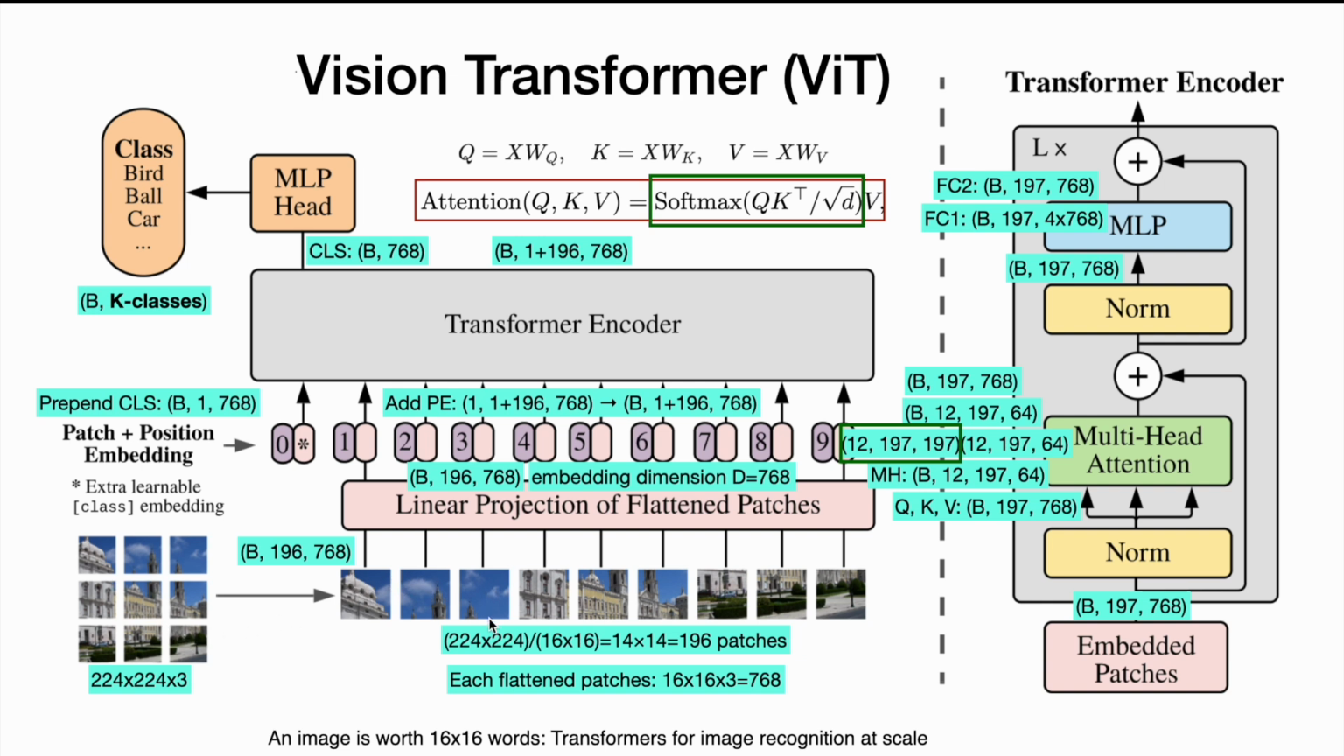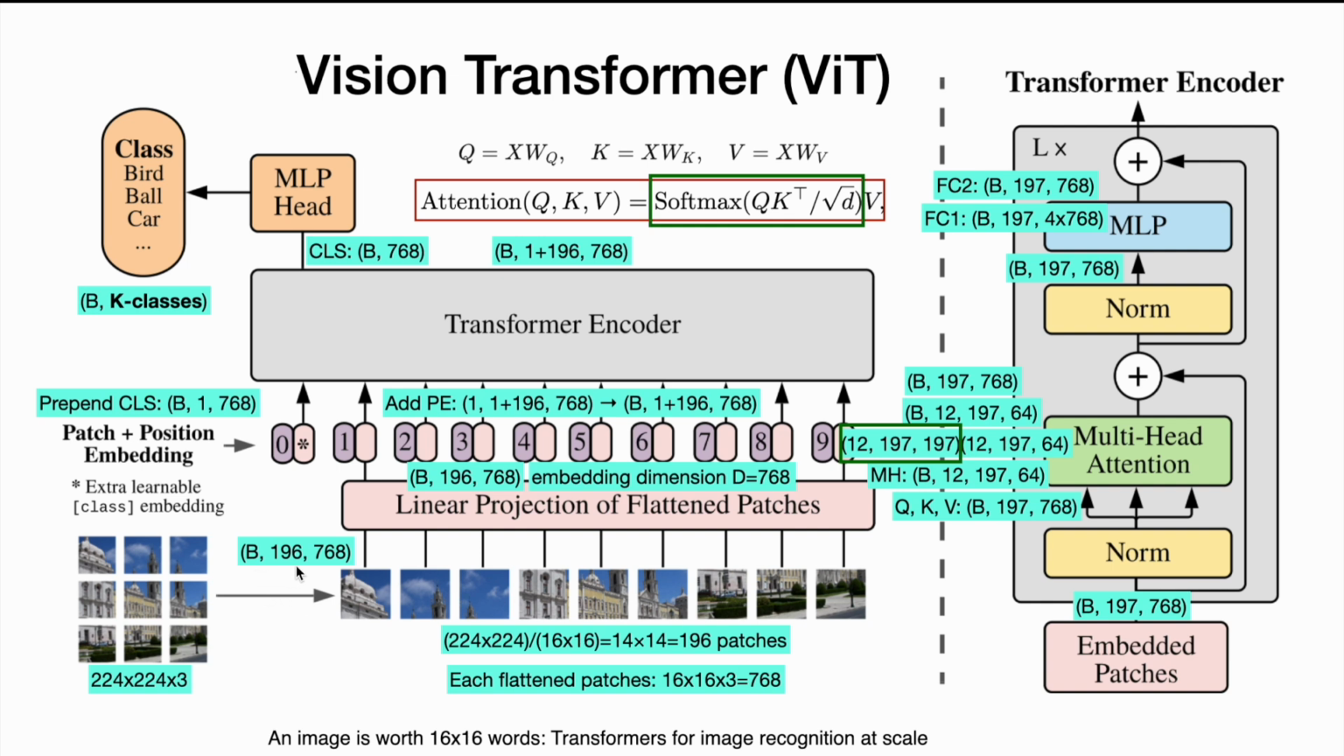So the input image is 224 by 224, and if each of the patches is 16 by 16 pixels, then there are 14 by 14 patches. Altogether, we have 196 patches in this image. Each flattened patch consists of 16 by 16 pixels, and each pixel contains 3 numbers, an RGB 3-dimensional vector. So altogether we have a feature vector of dimension 768.